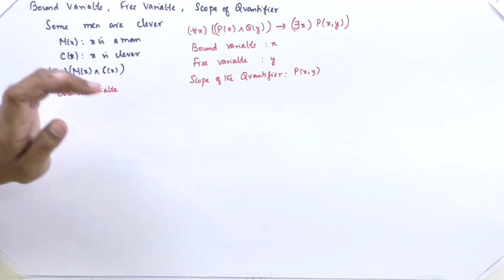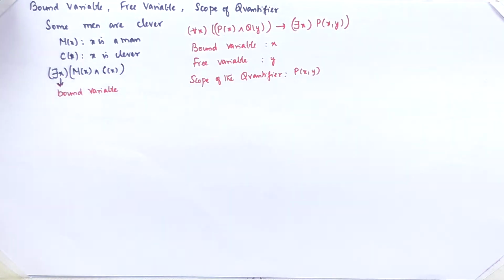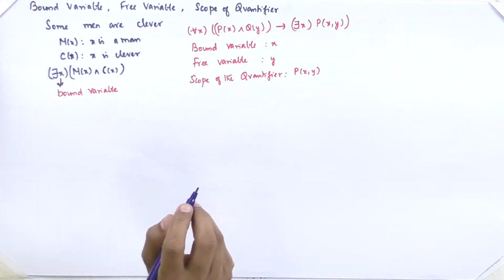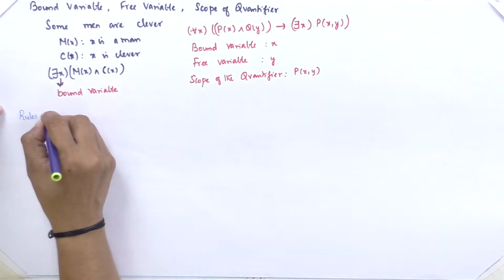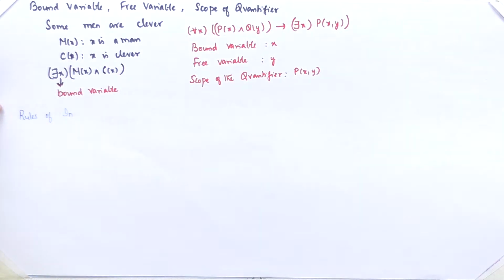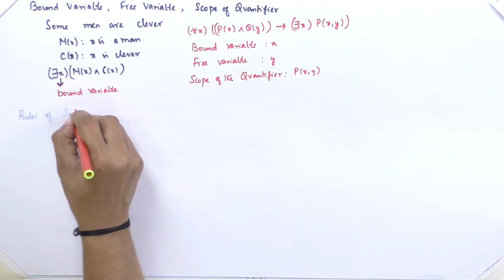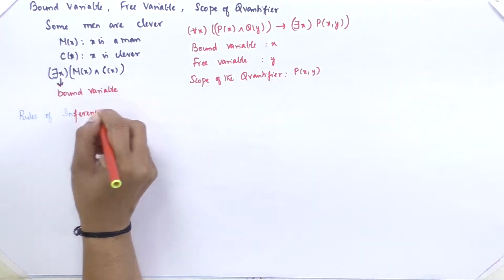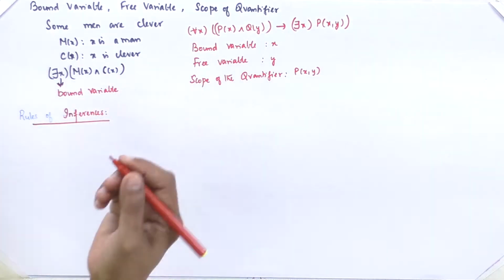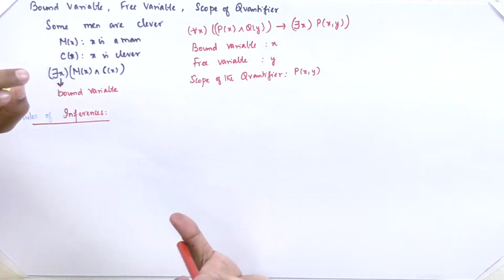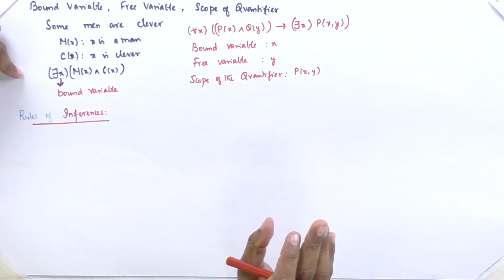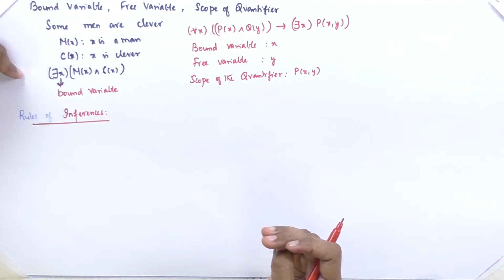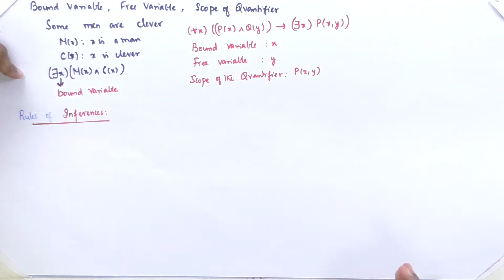So now, after understanding all about bound variable, free variable and scope of the quantifier, next we have rules of inference, or inference theory. Whatever we have seen in propositional logic, we have rule P, rule T and rule CP. Rule P is nothing else but whenever we need a premise at the point of derivation, it can be inserted at any point of time. That is called rule P.